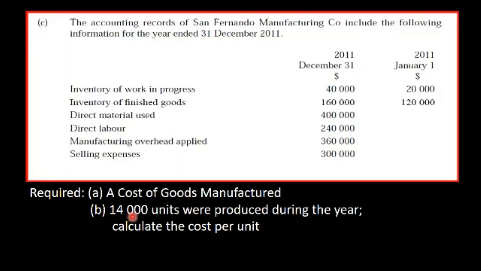Part B, 14,000 units were produced during the year. Calculate the cost per unit.